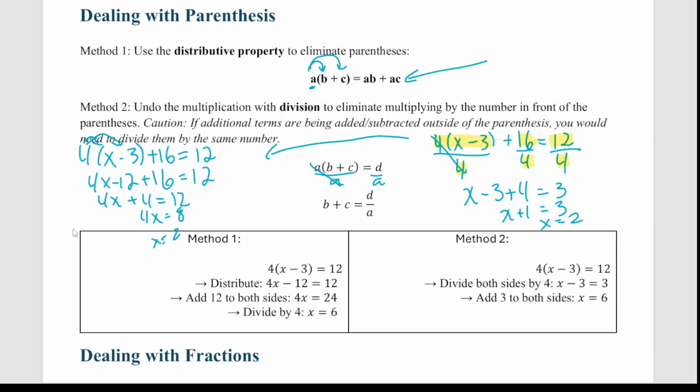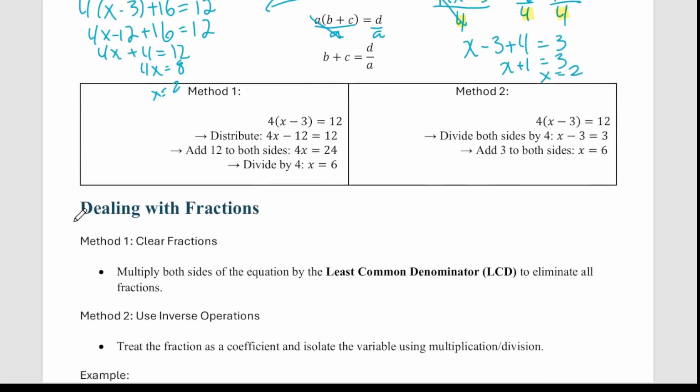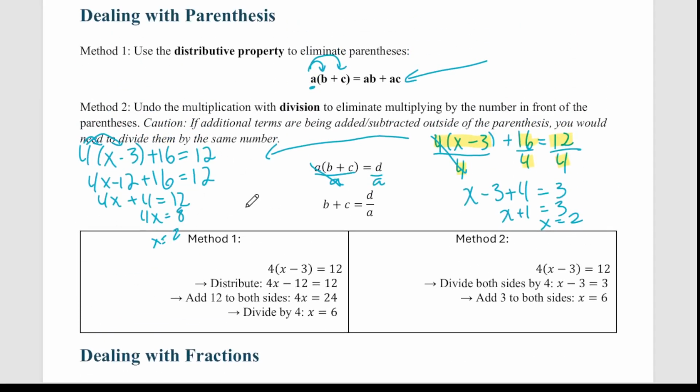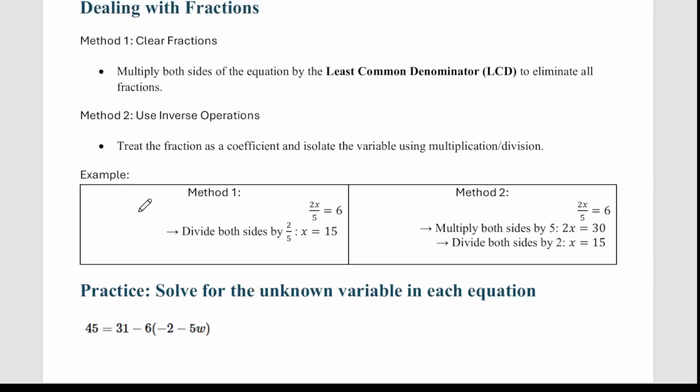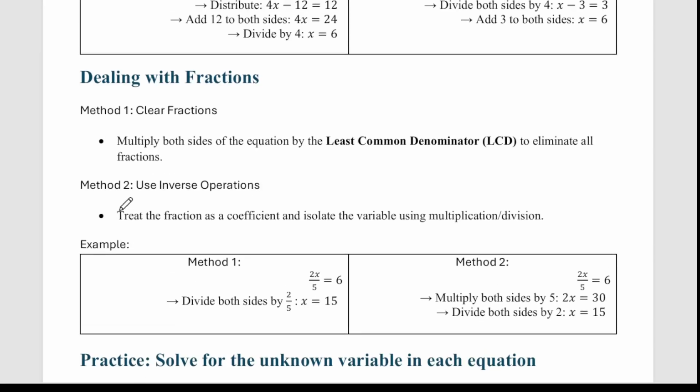You're still undoing multiplication with division. Or if you just want to be always in the habit of distributing, that will always work, but you really have 2 choices on how you want to approach that. Similarly, you also do technically have 2 choices for dealing with fractions.